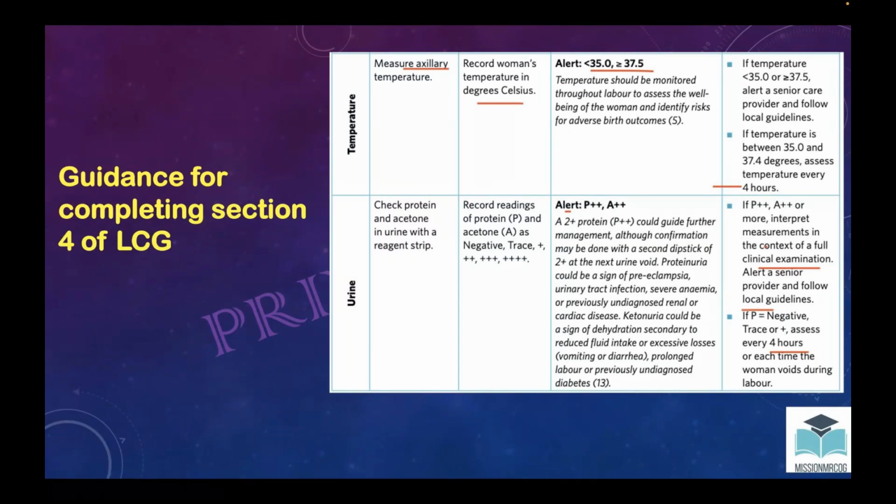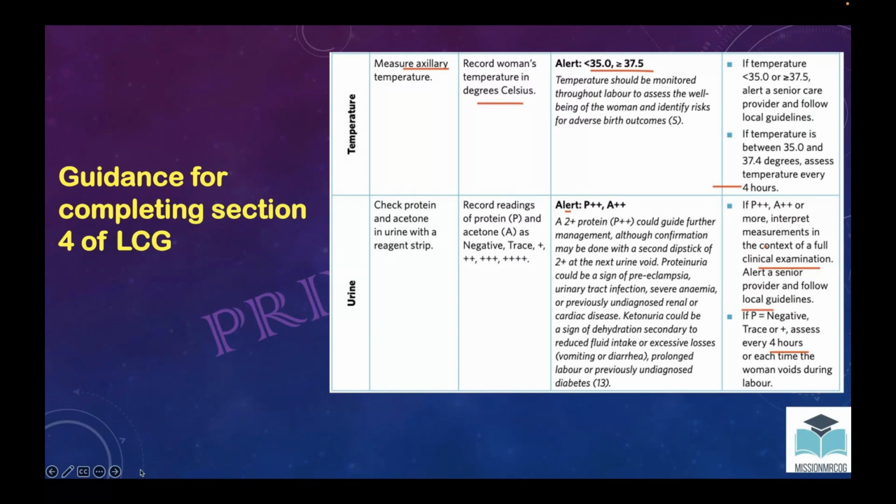negative, trace or +1, then every 4 hours, or each time the patient voids in labor. I don't know why they are measuring protein so many times, but this is what the LCG says. If it is negative or trace or +1, then every 4 hours or each time the patient voids, they want to see protein. It appears a little different, but yes, it is the guidance of the LCG, so you should know it.